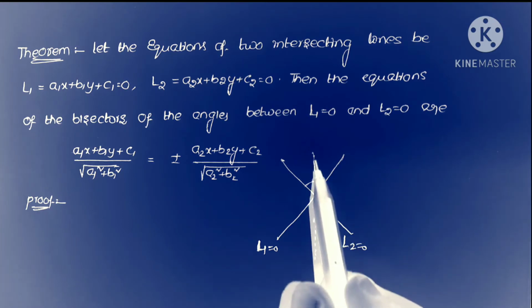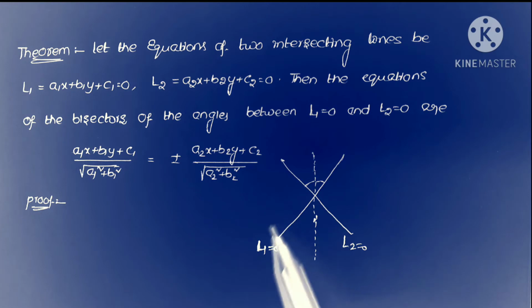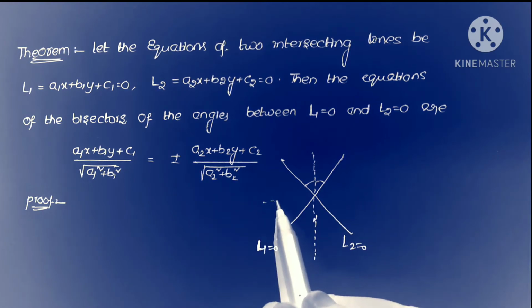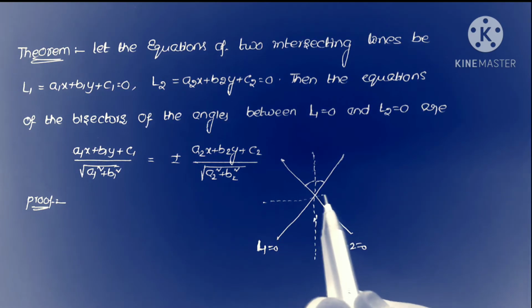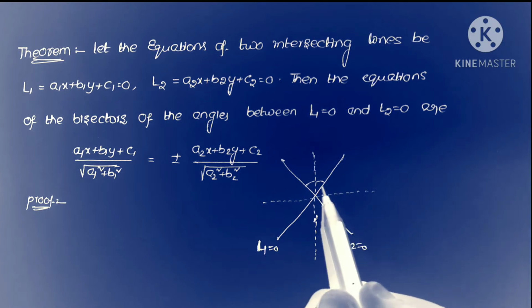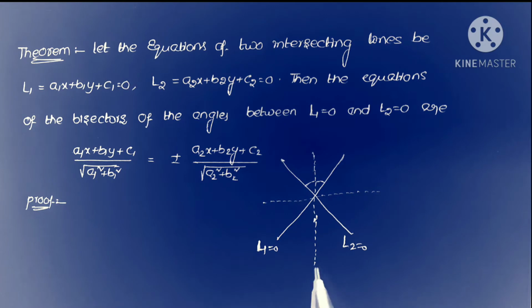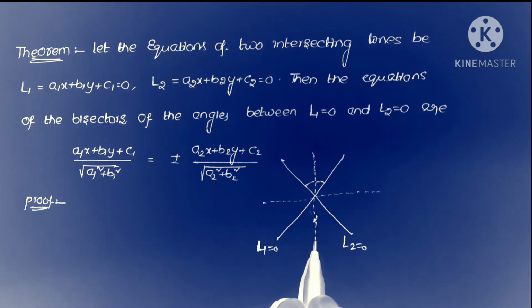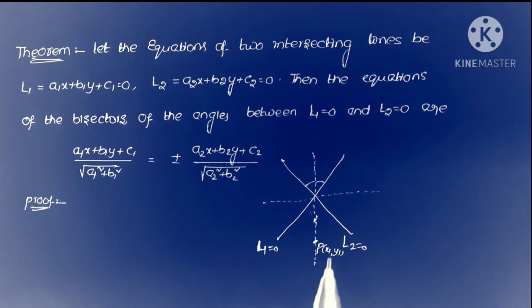Angular bisector means the line cuts the angle into two equal parts, and this is the second angular bisector. This also cuts the angle between the lines into two equal parts. So these are the angular bisectors. Now we want to find the equations of the angular bisectors, the equations of these two lines. So first I take one point on the angular bisector. Let P equal to (x1, y1) be any point on the angular bisector.